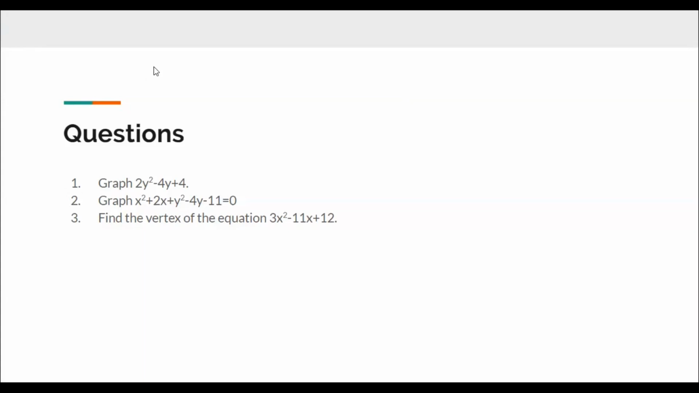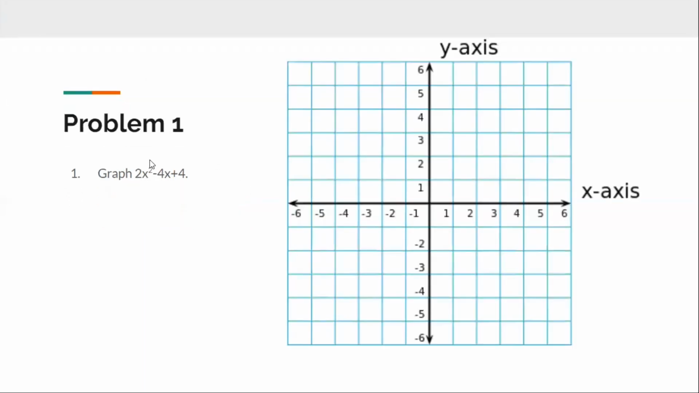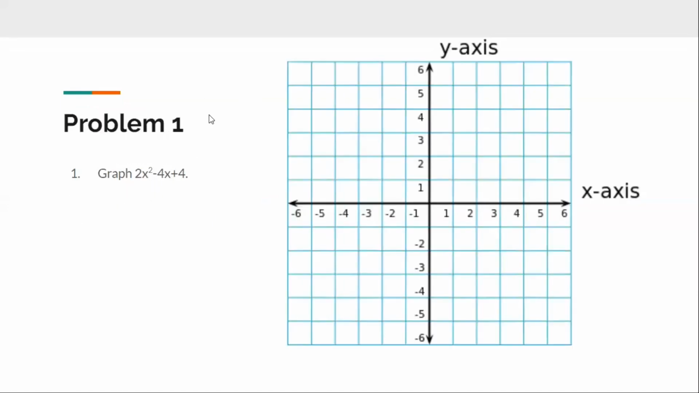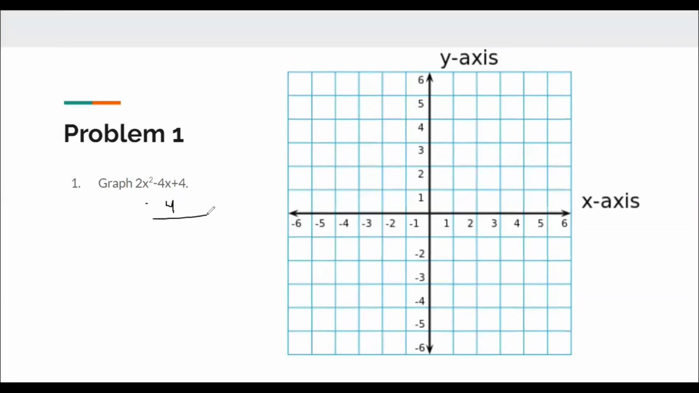All right, let's discuss them. So the first question says graph 2x squared minus 4x plus 4. I think this is supposed to say x. So I can do both actually. So if we graph it, we're going to look for the vertex on the axis of symmetry, and that's going to be minus b over 2a. So that's going to be 4 over 4, which is equal to 1. So 1 comma 6 minus 4, which is 1 comma 2. That's our axis of symmetry.